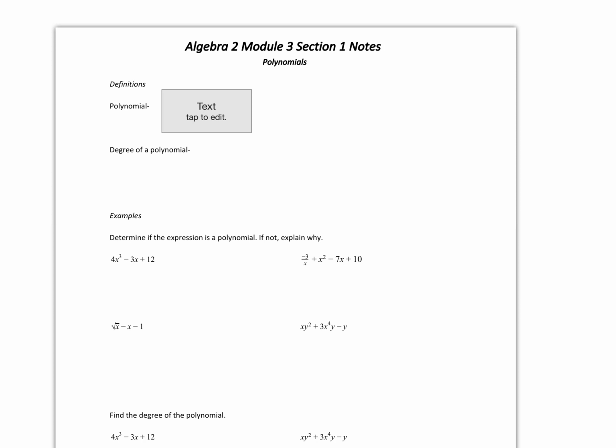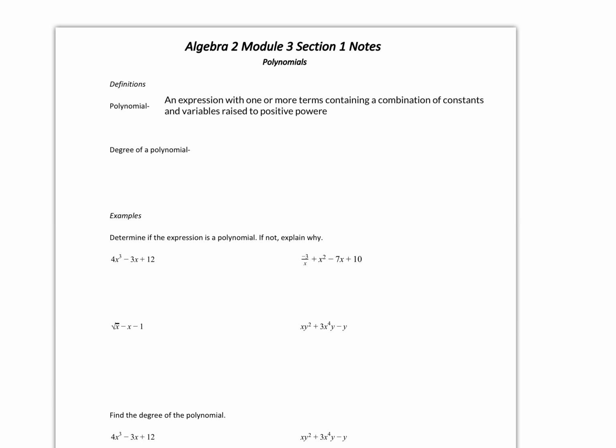I'm going to type this out. So a polynomial is an expression with one or more terms containing a combination of constants and variables raised to positive powers. So an expression with one or more terms containing a combination of constants and variables raised to positive powers.